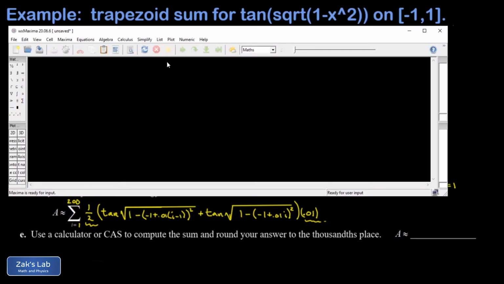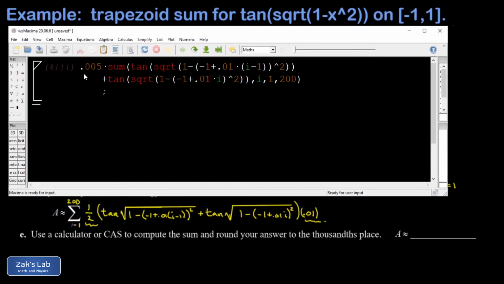And the technology that we're using for this is wxMaxima. That's a free open source computer algebra system. And so we've typed our sum into Maxima, and I have that 0.005 out in front. And then we're using the command sum. I typed in my function very carefully here, the tangent of the square root of 1 minus the quantity -1 plus 0.01 times i minus 1 quantity squared, and so on. And we're going to sum this up as i goes from 1 to 200.